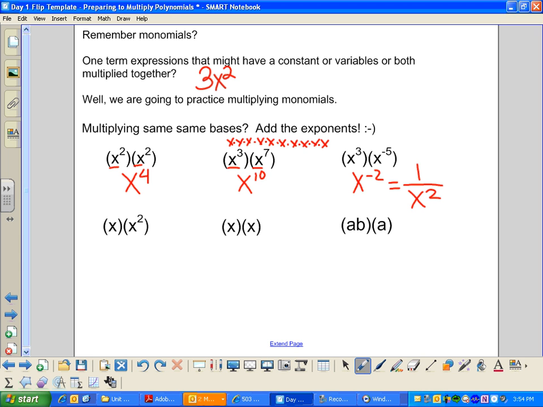X times x squared. They both have a base of x, but this is really x to the 1st. So this becomes x times x, which is x to the 1 plus 2, which is 3, x cubed. What do you think? X squared. Can I multiply AB times A? Yeah, I can. This is actually just a product of A times B. So this whole thing really ends up being A times B times A. But I've got two A's with an exponent of 1, a power of 1. So they're going to become A to the 2nd power times B. A squared B.